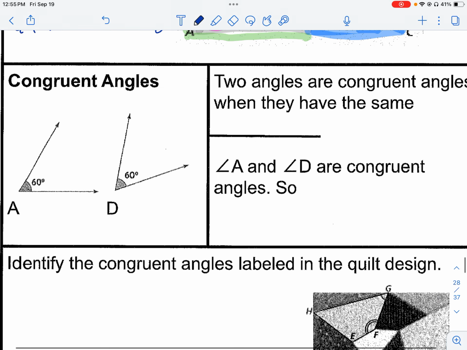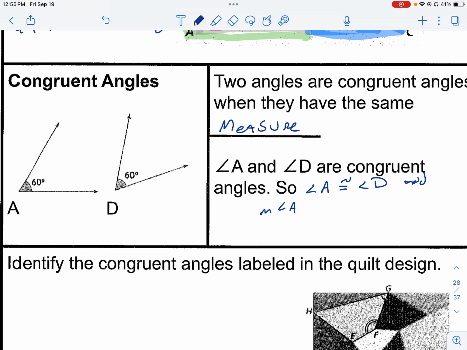Okay, so let's talk about our next little thing, and that's congruent angles. We know when we had congruent segments, they had the same length. Well, congruent angles have the same measure. So angle A and angle D are congruent, and we write that the same way: angle A is congruent to angle D, and the measure of angle A equals the measure of angle D.